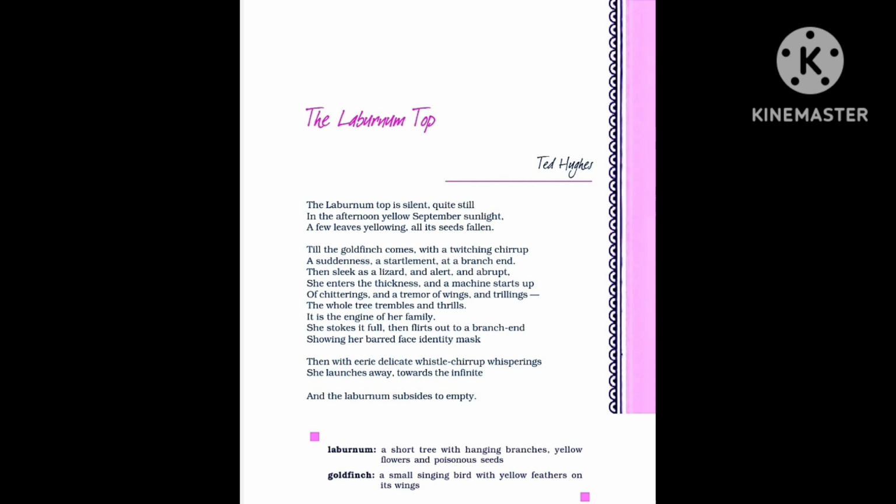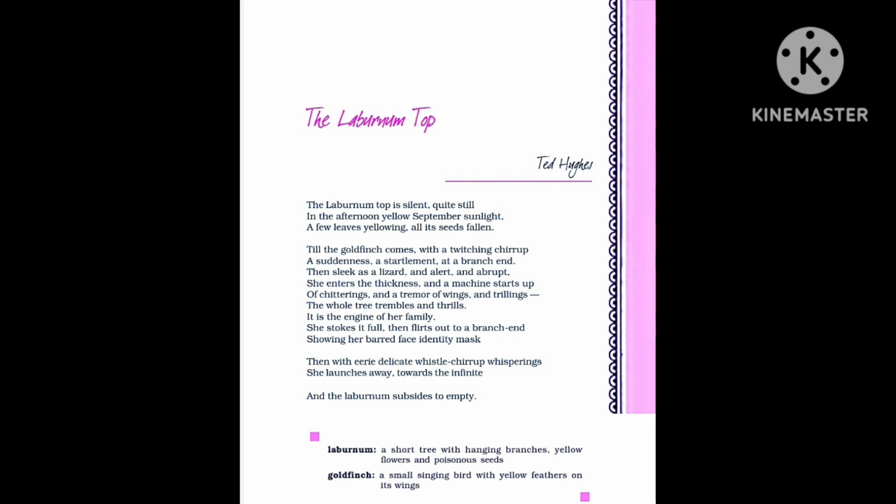Laburnum tree is a short tree with hanging branches, yellow flowers and poisonous seeds. And goldfinch is a small singing bird with yellow feathers on its wing. So these two are actually exchanging. They maintain a give and take relationship. So let's start the poem.